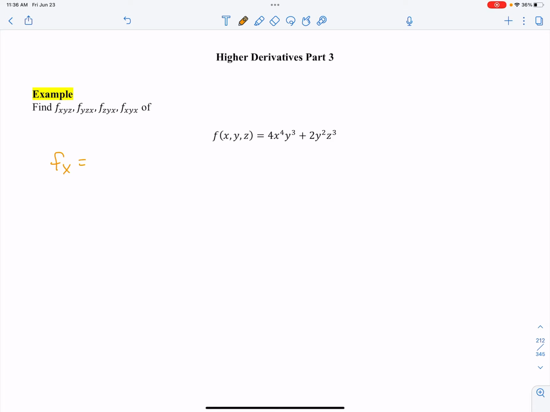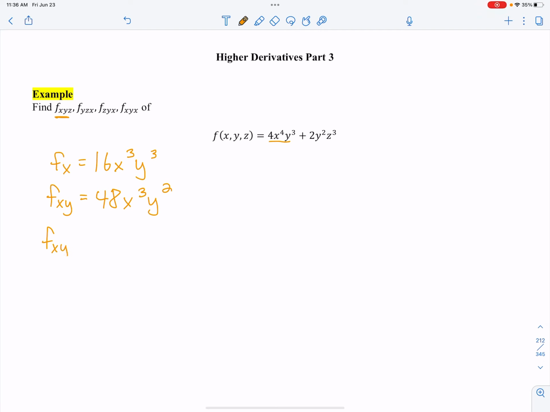Okay, so derivative with respect to x. This first term, y to the third, is a constant, so all I've got to deal with is that first one. So it's going to be 16 x to the third y to the third, plus, okay, that one doesn't even have an x, so it goes away. Okay, I'm going to continue this. I'm working my way up this one. I've got fxy. So now I've got to take the derivative of this thing with respect to y. 3 comes down times 16 is 48. X to the third is a constant, so it stays that way.